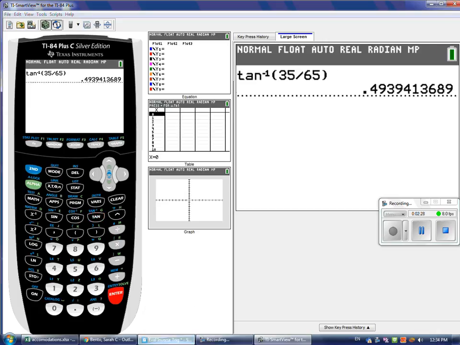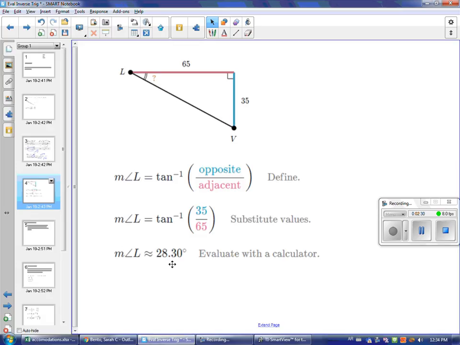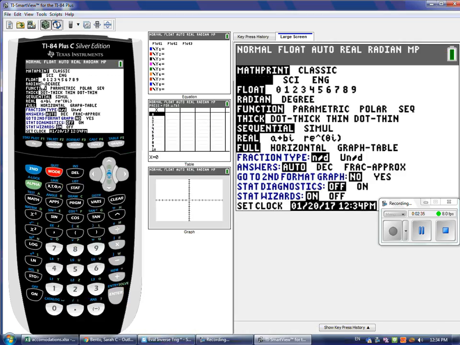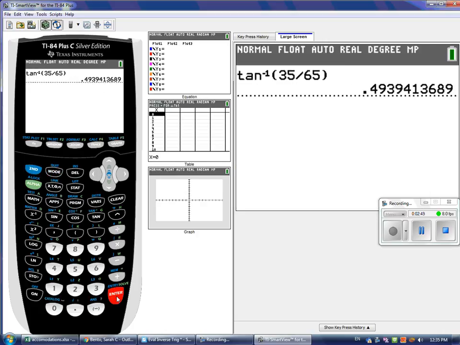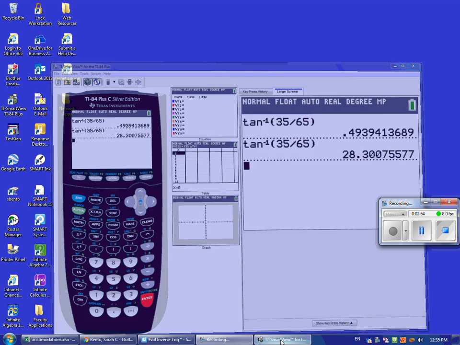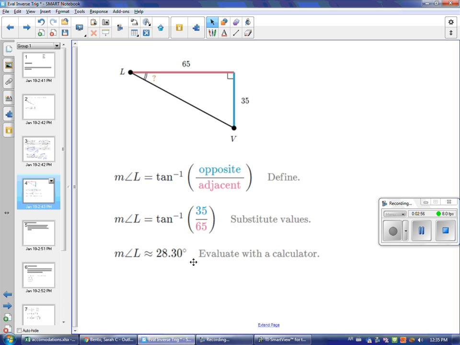Now, I'm not going to get what's on here, because if you notice, it's 28.30 degrees, and my calculator right now is in radian mode. Sometimes you'll be asked for radians, sometimes for degrees. So it's really important that you're paying attention to your mode, and you may have to switch back and forth. I've scrolled down and highlighted degree mode. Now let me try again. There's my answer in degrees, 28.3 degrees, which is what we expected to get.